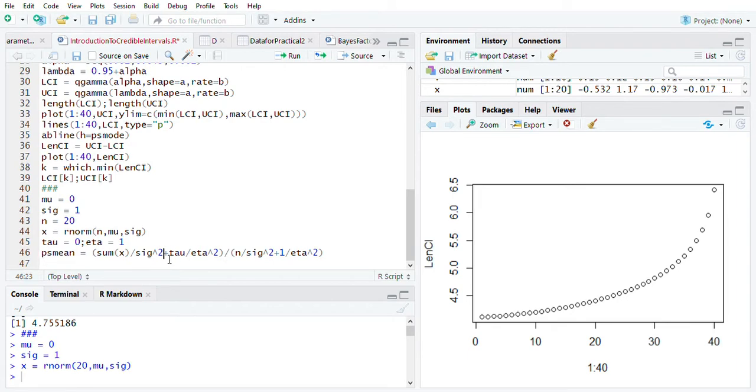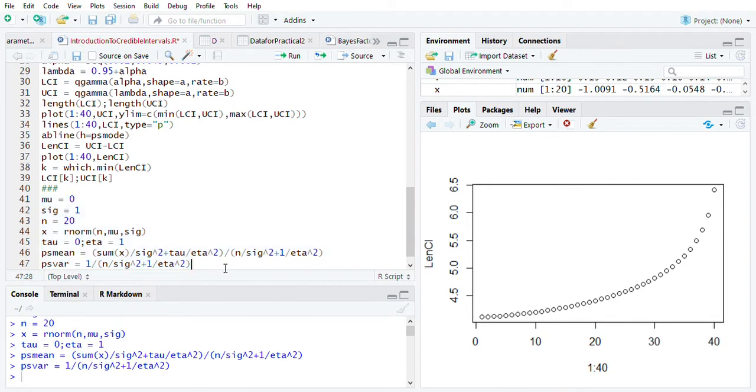Sum of x upon sigma square plus tau upon eta square, all divided by n upon sigma square plus 1 upon eta square. And the posterior variance is 1 upon this denominator, n upon sigma square plus 1 upon eta square. Right. So this will be the posterior mean, and this will be the posterior variance. So let us compute this again.